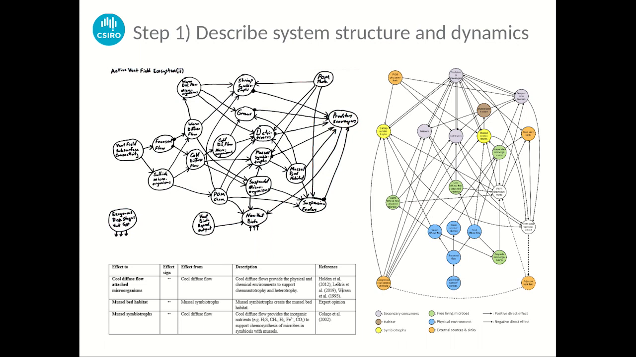So what we end up at the end of the process is a qualitative model, such as the one you see on the right there, and a table document that describes each of the links between each of those components, where the link is coming from, and the scientific support for that particular information.